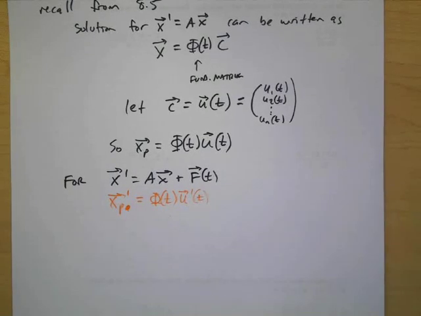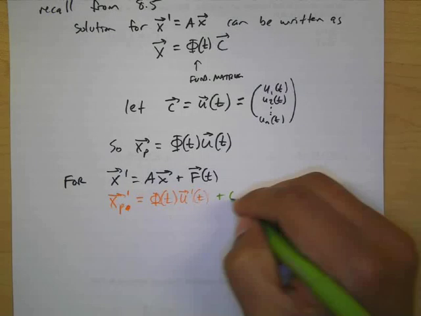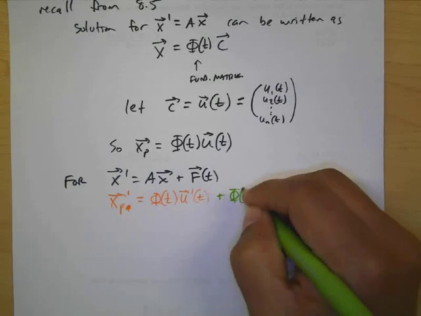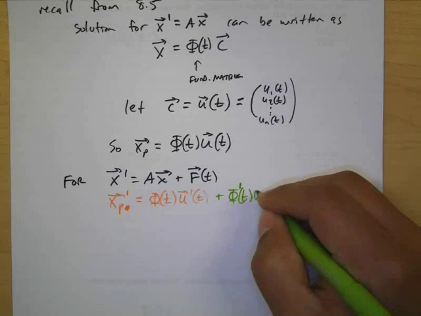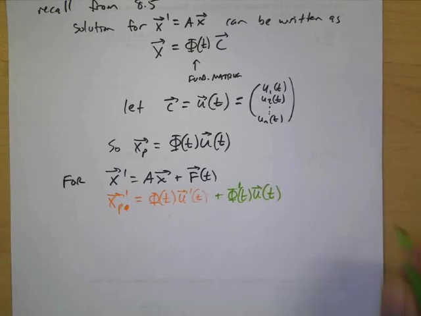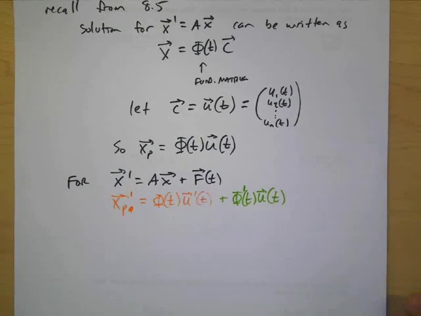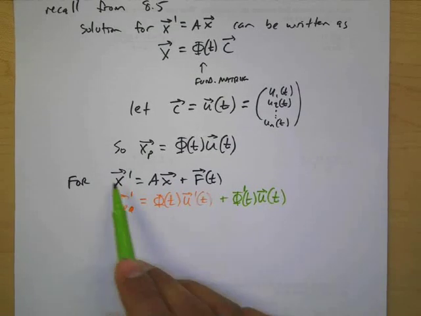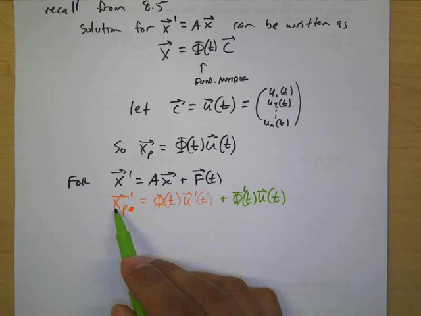plus phi prime of t times u of t. Okay, so this is the left side of our system.